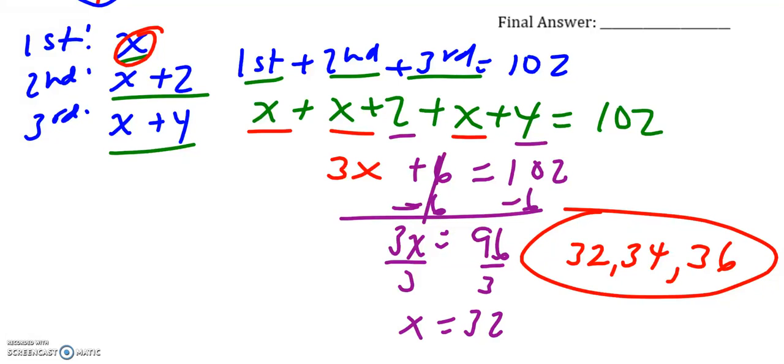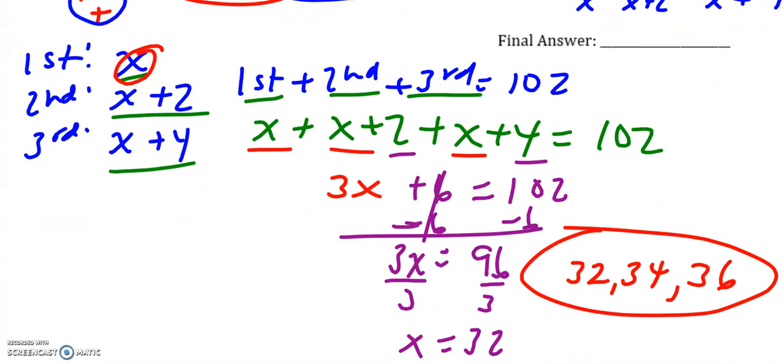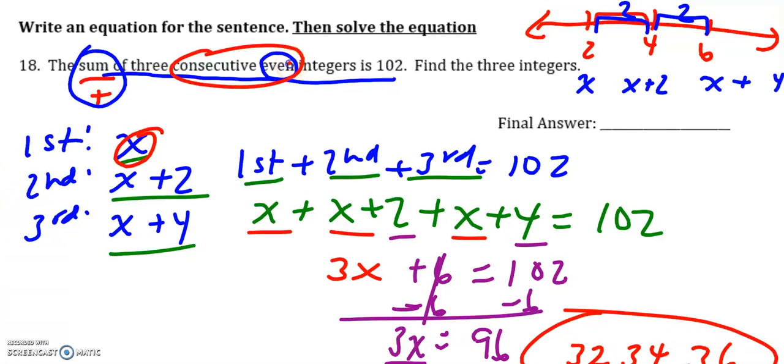I'd like to point out here that the question asked for 3 consecutive even integers. Make sure that your answer is truly 3 even numbers that are next to each other. Otherwise, you know your answer is not correct. I also want to point out that if this had odd integers instead, this process would be the same, because remember that on a number line, 1, 3, and 5 are consecutive odd integers, and they are also 2 units apart.